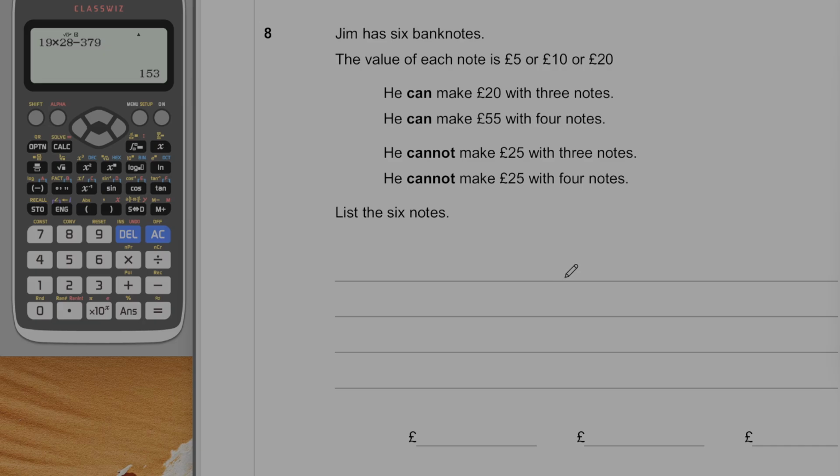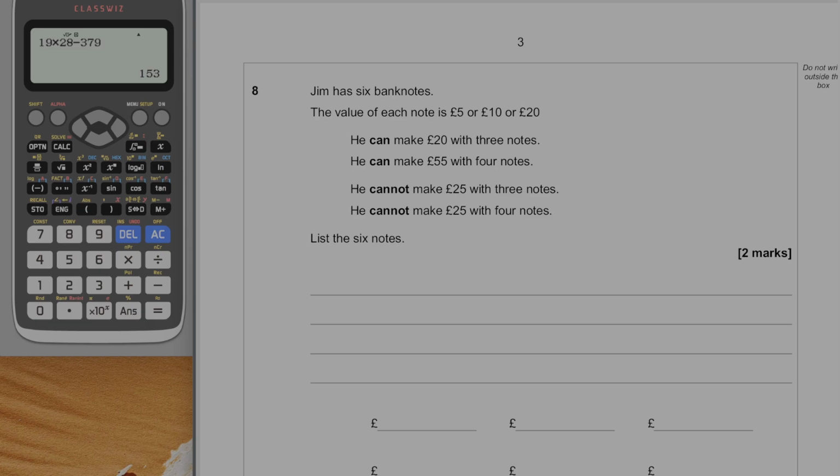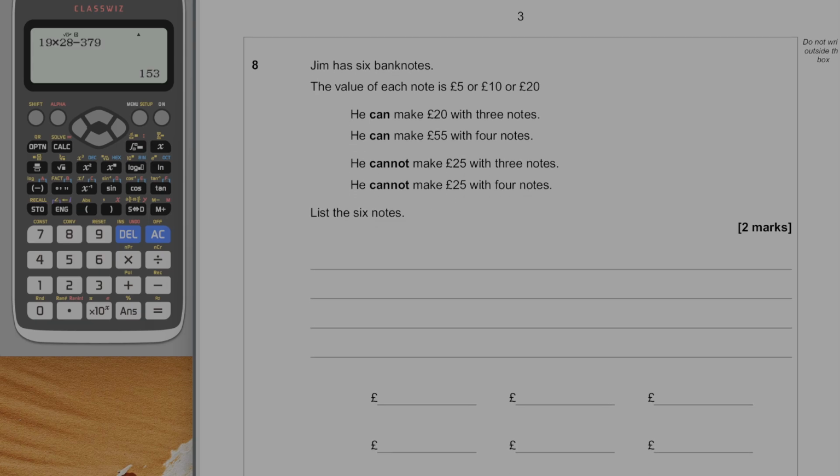Right, question 8. Jim has 6 banknotes. The value of each note is 5, 10 or 20. He can make £20 with 3 notes. He can make £55 with 4 notes. He cannot make £25 with 3 notes. He cannot make £25 with 4 notes. List the 6 notes.